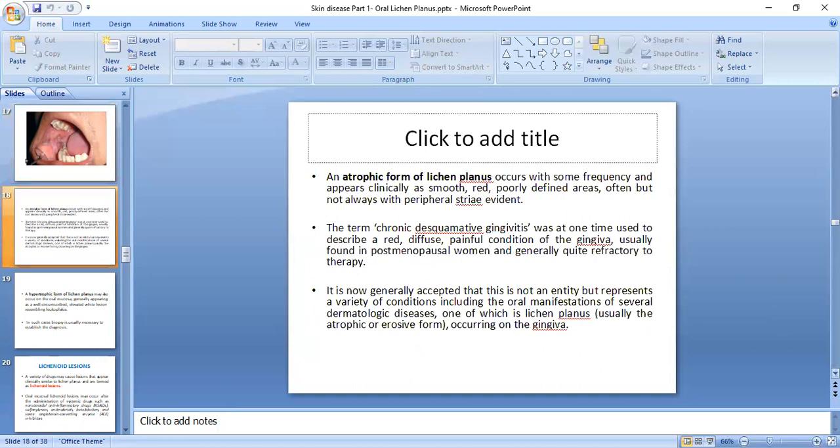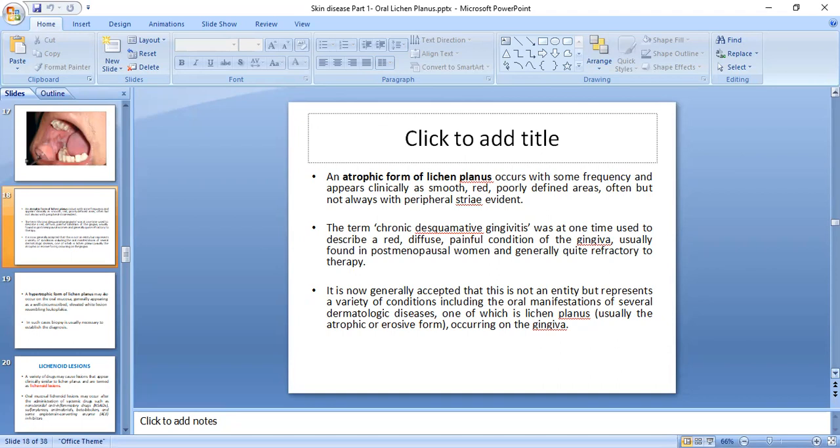An atrophic form of lichen planus is also seen. It appears clinically as smooth, red, poorly defined areas, often but not always with peripheral striae evident. The term chronic desquamative gingivitis was at once used to describe a red, diffuse, painful condition of the gingiva, usually found in post-menopausal women and generally quite refractory to therapy.